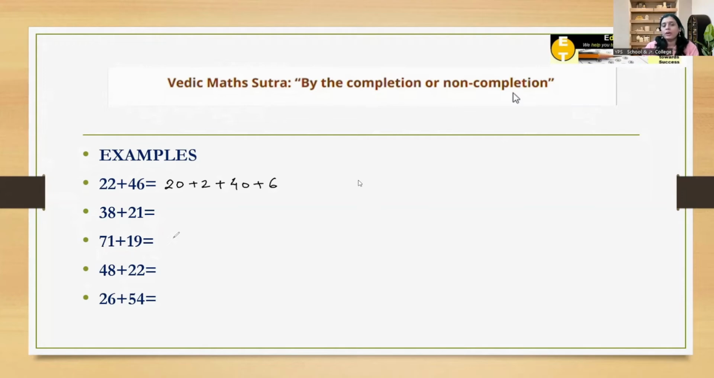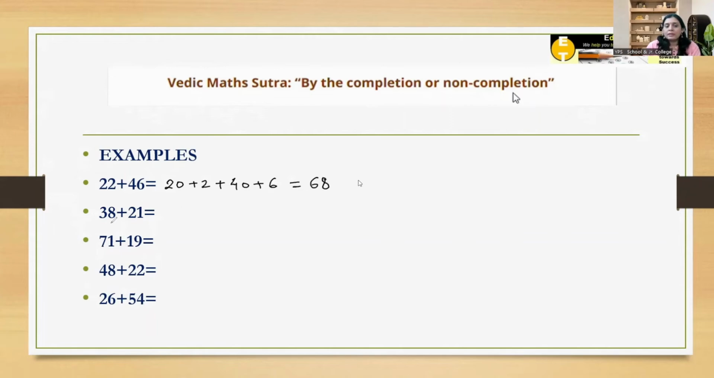So what we are doing is looking for the tens, okay, tens or multiples of tens. So here I am writing 20 plus 2 and 40 plus 6. Now it is easy to deal with: 40 plus 20 is 60 and 6 plus 2 is 8. So this is 68.